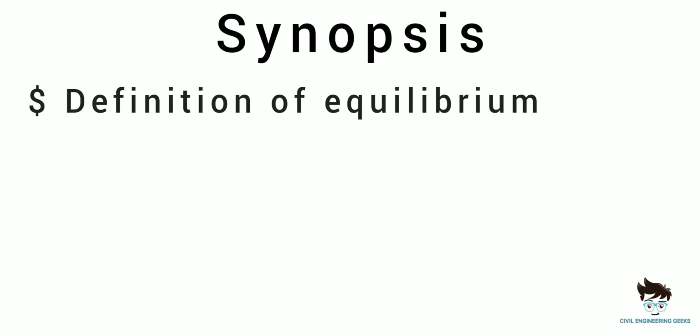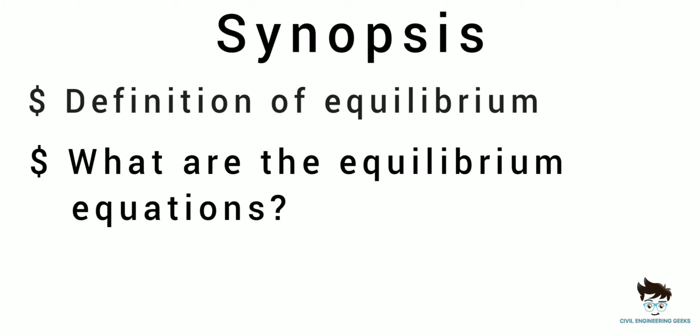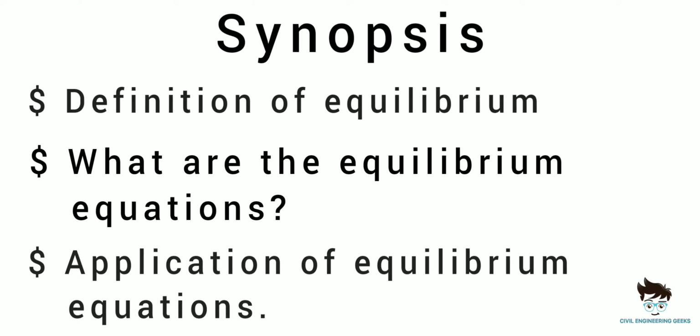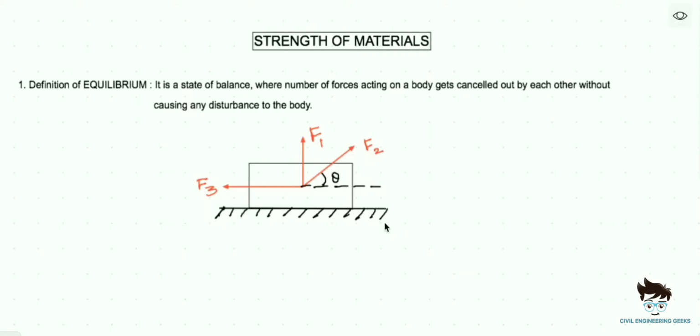In this lecture, we will see the definition of equilibrium, what the available equilibrium equations are, and their applications in strength of materials. Beginning with the definition, equilibrium is a state of balance where the forces acting on a body cancel each other out and there won't be any change or disturbance occurring on that body.